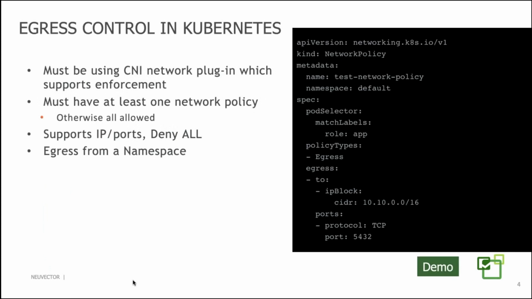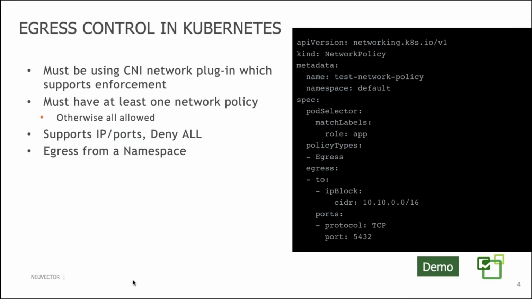So let's first take a look at some of the most basic egress controls built into Kubernetes, and give a quick overview of that and then a demo. So in Kubernetes, first of all, you must be using a CNI network plugin, which supports the enforcement of network policy in general. So that's network policy, just interpod, as well as egress control.